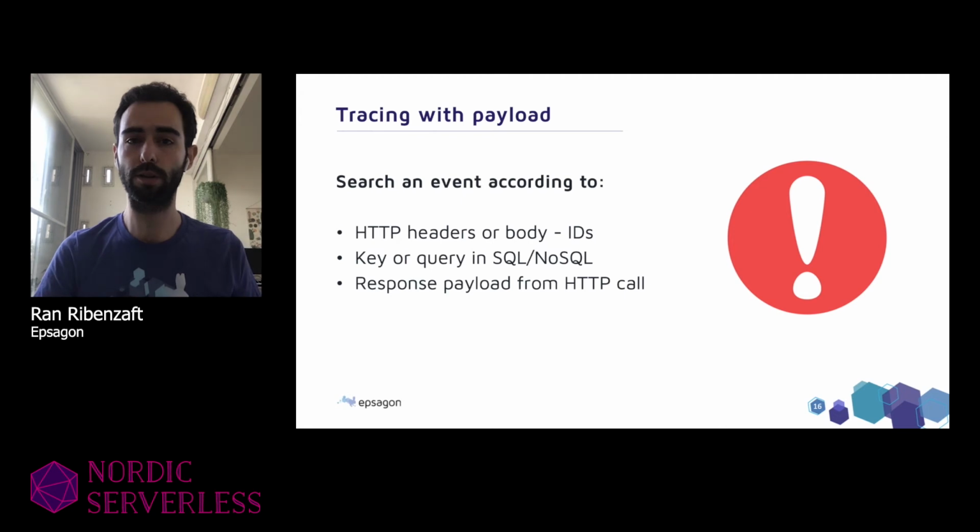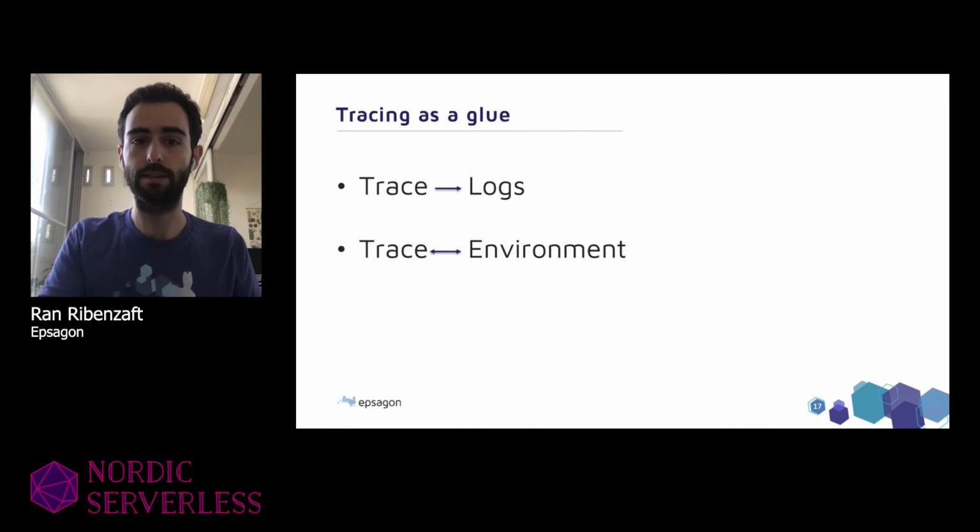Or maybe the query from a NoSQL or SQL database. This will help me understand which kind of query is taking so slow, or what kind of key in the DynamoDB is taking most of the time. Or maybe the response payload from an HTTP call that I'm making to my Stripe service, because that helps me to investigate much faster. And also tracing can act as a glue.